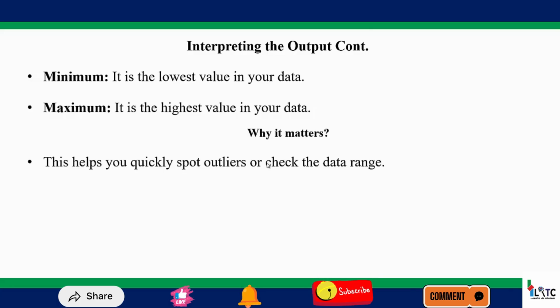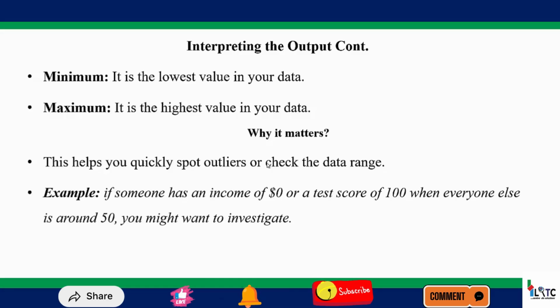The next question you may want to ask is, why does descriptive analysis matter? The first reason why it matters is because it helps researchers or analysts to quickly spot outliers or check the data range. For instance, if you have the minimum and the maximum, then you can quickly determine the range. Also, it helps to determine if there is any extreme value, if there's a value that behaves abnormally in your data set.